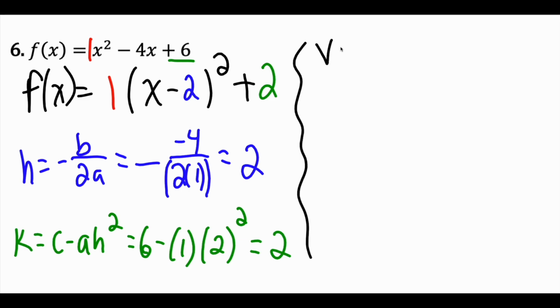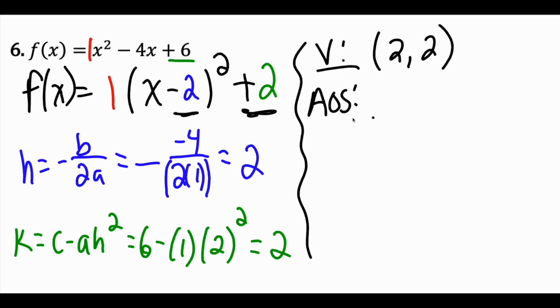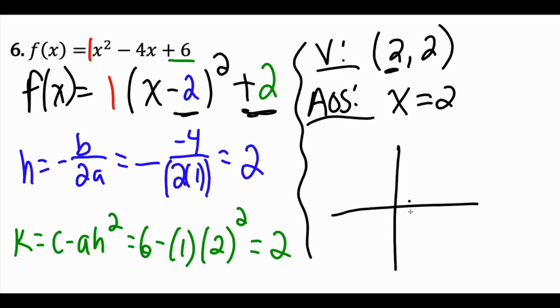So the vertex here is opposite this, same as this. So 2, 2. There's your vertex. Axis of symmetry, x equals this number here, which is 2. Put it on the graph. 2, 2. We're going right 2, up 2. Put a point.